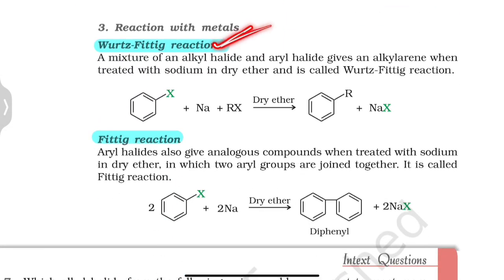So next we have the Wurtz-Fittig reaction. Here in the Wurtz-Fittig reaction, you will be taking aryl halide and then alkyl halide in the presence of sodium and dry ether. So you will be getting this alkyl group attached to the aryl group. This is the product which is formed in the Wurtz-Fittig reaction.